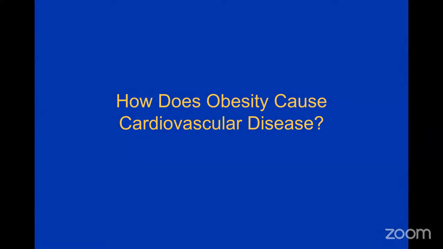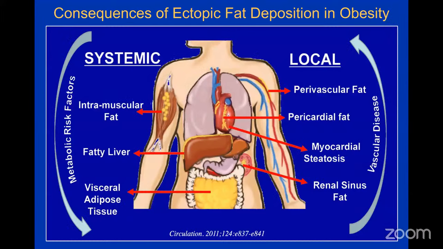So here's the question. Not a simple one. How does obesity cause cardiovascular disease? I've already shown you that it's not entirely explained by the comorbidities. And so those of us that have been working in this area believe that the key to all of this is ectopic fat deposition. You get fat in the perivascular tissue, you get it in the myocardium and pericardium, you get it in muscle leading to insulin resistance, you get fatty liver, I'm going to talk about that a little later, you get it in the renal sinus, which tends to lead to renal disease, and you get visceral adiposity, which produces cytokines that lead to increased inflammation, increased C-reactive protein. So it is all this ectopic fat that's causing the trouble.